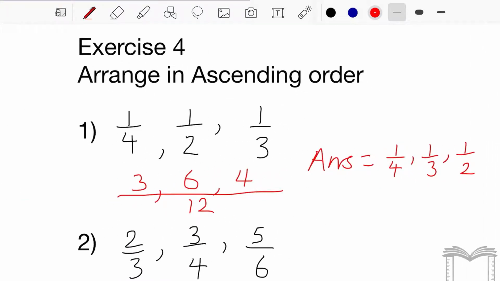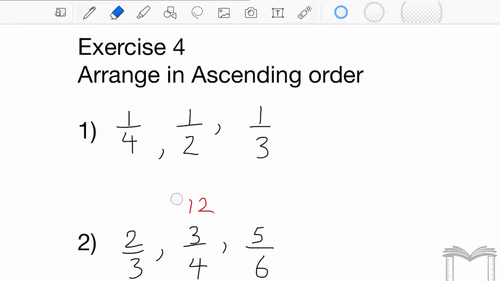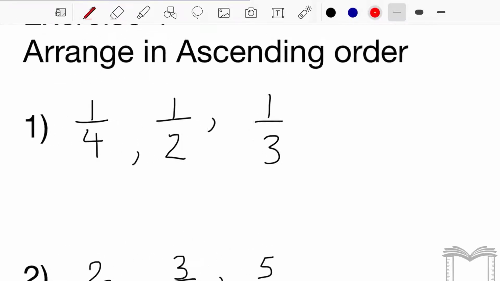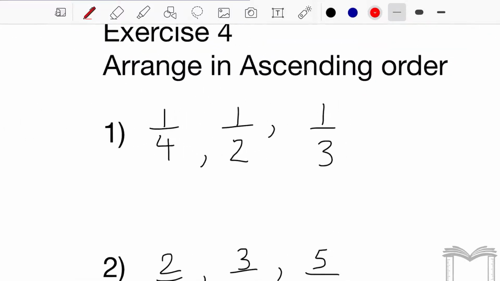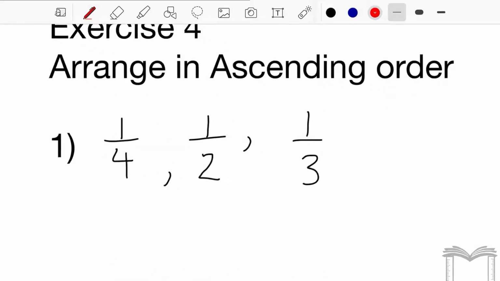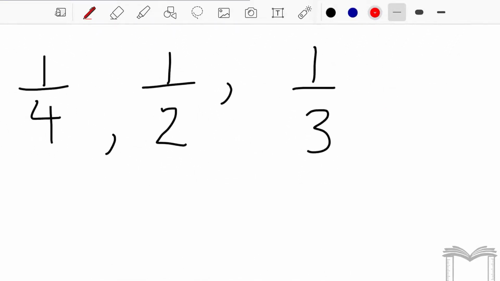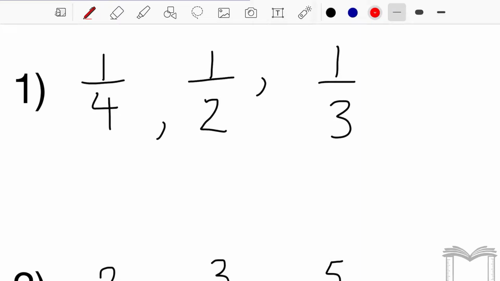I will now show you another method. So the other method involves making all of these into equivalent fractions. So again, we need to think and determine what number we can multiply each fraction by, which can be a different number, to make all of them have the same denominator.